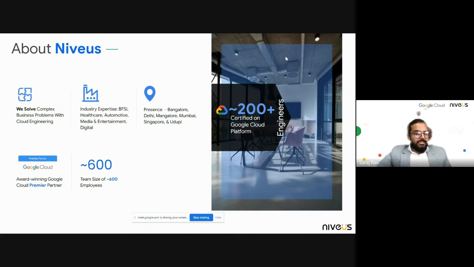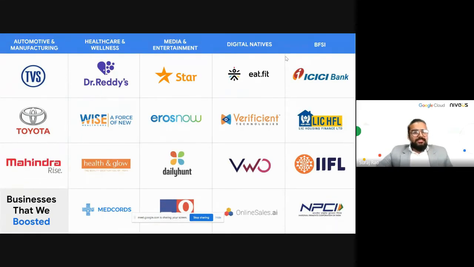We have enabled our customers in their cloud journey from various aspects: application modernization, infrastructure modernization, greenfield or brownfield migration, and building efficient ETL pipelines with analytical tools, keeping in mind Cloud FinOps best practices and security. These are the various enterprise-level customers we have served across multiple verticals: TVS, Toyota, Mahindra from automotive and manufacturing; Dr. Reddy's, Wise Healthcare, Health and Glow, MedCalls across healthcare and wellness; and multiple other enterprise customers across media and entertainment, digital natives and BFSI sectors.